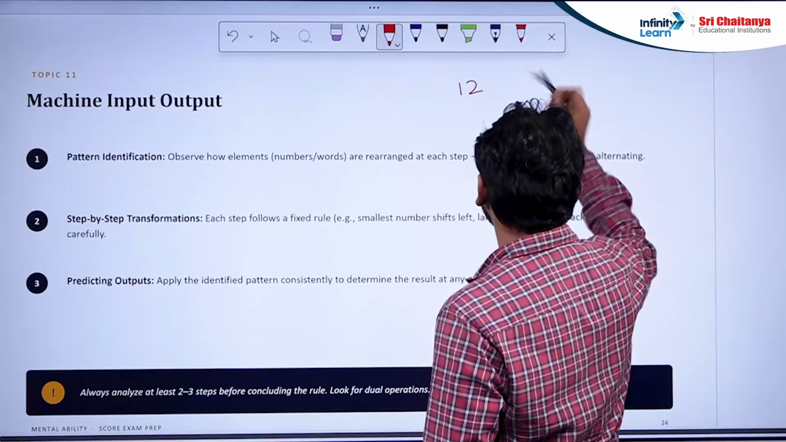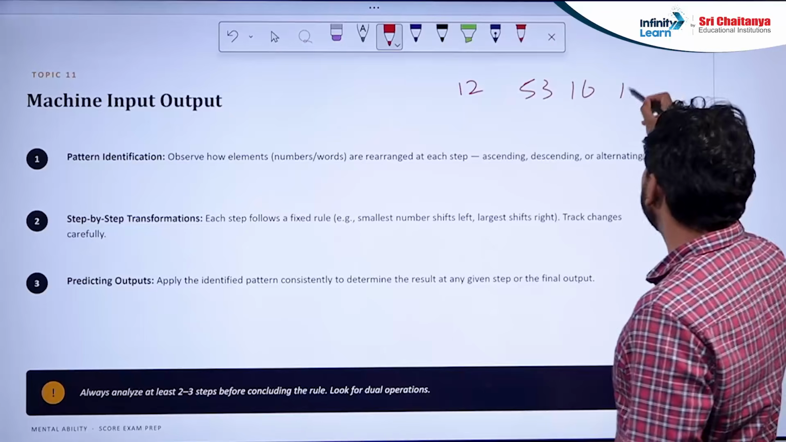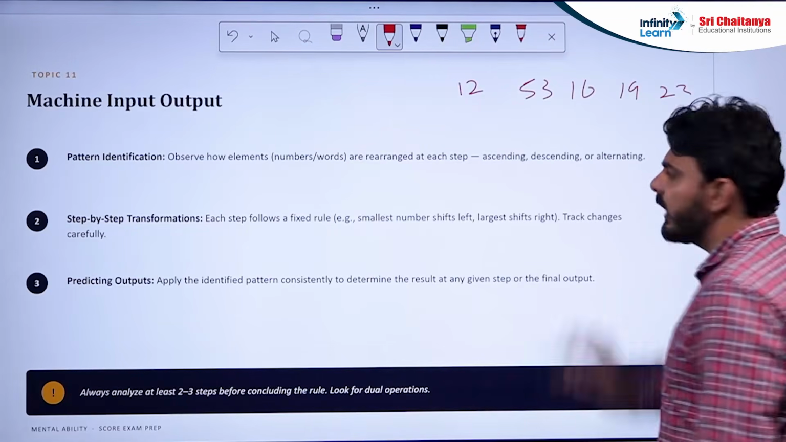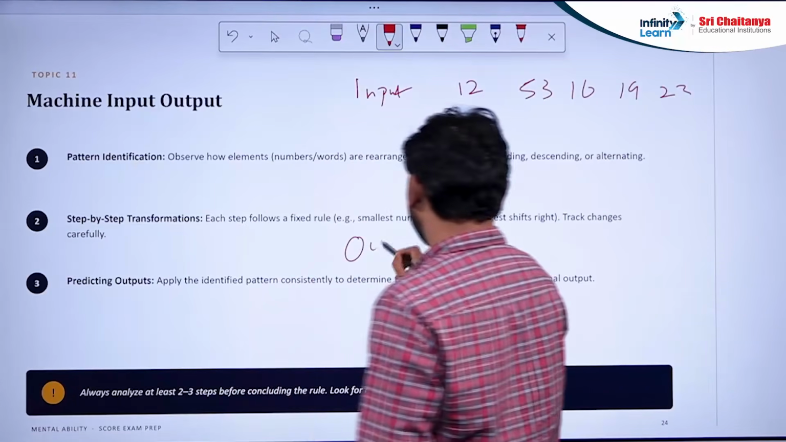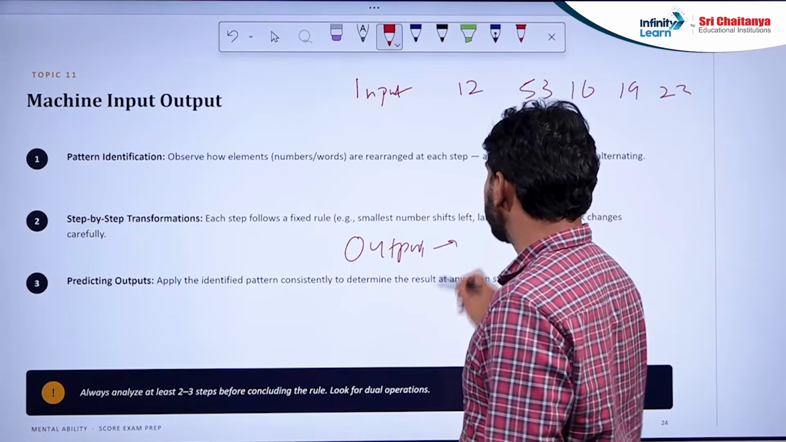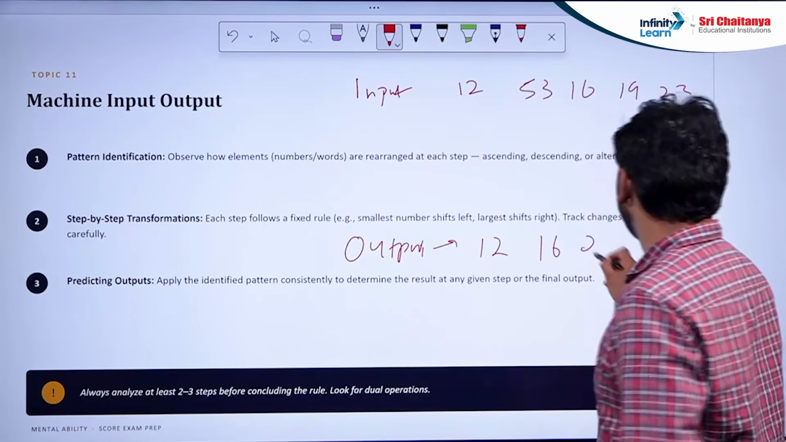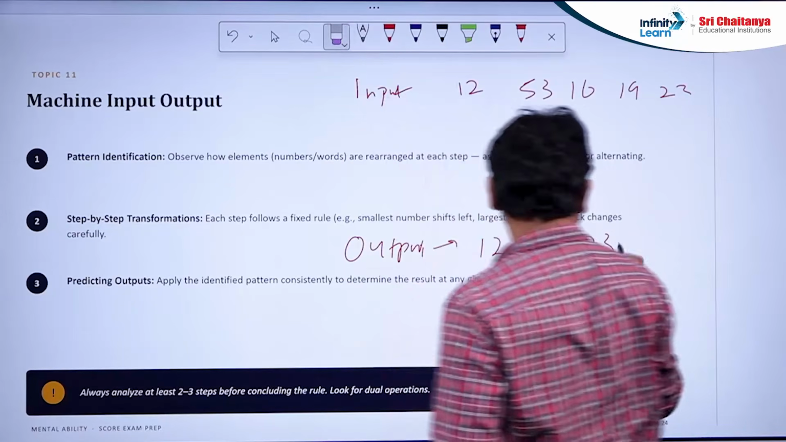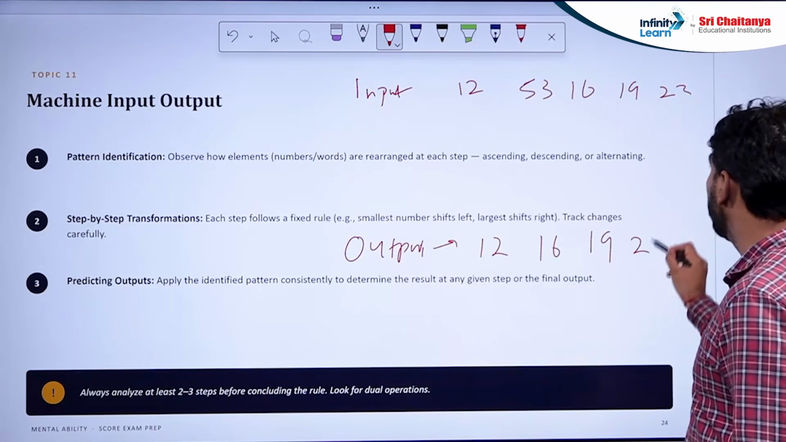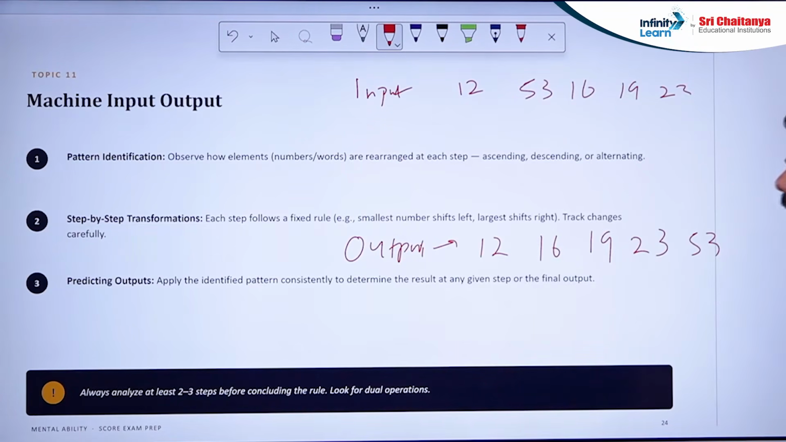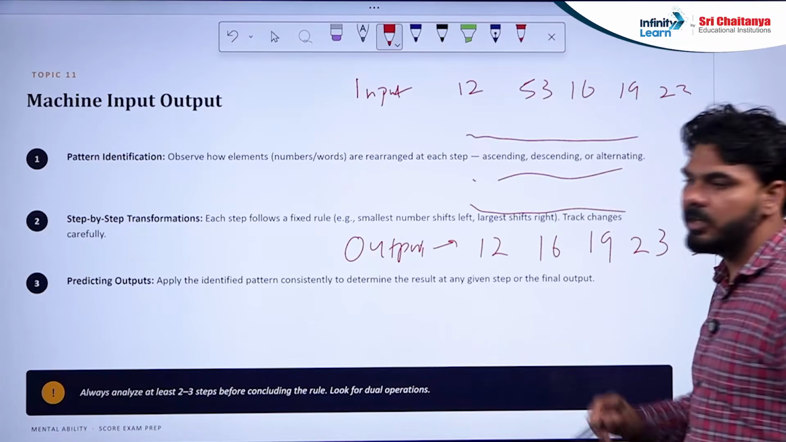Like suppose you are given 12, 53, 16, 19, 23. Okay, let us suppose you are given this input. Okay, and in the output, all of these things will be given to you in the exam. In the output, you might be given like this: 12, 16, 19, then 23 and 53. Okay, so now there will be some steps also that will be given in between them. There will be step 1, step 2, step 3, step 4, like this.